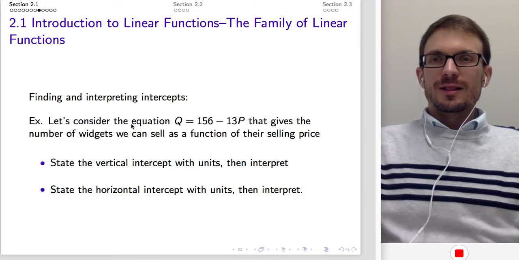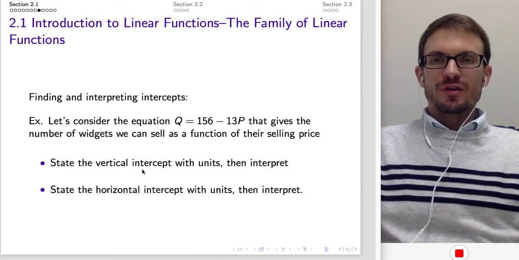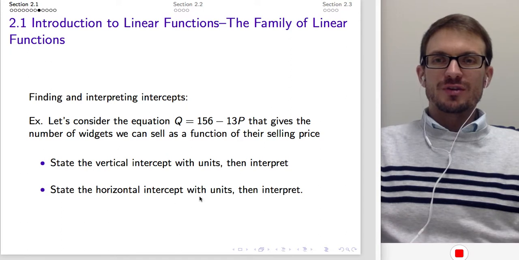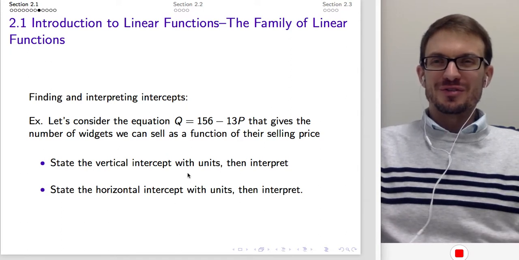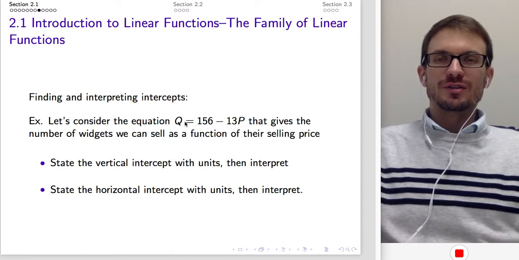Okay, so now we can interpret the intercepts. State the vertical intercept with units and interpret. State the horizontal intercept with units, then interpret. What's the vertical intercept? Well, we get that for free. It's just this 156. And that's got to be in widgets because it's a quantity. Quantity is equal to 156 widgets when p is equal to 0.